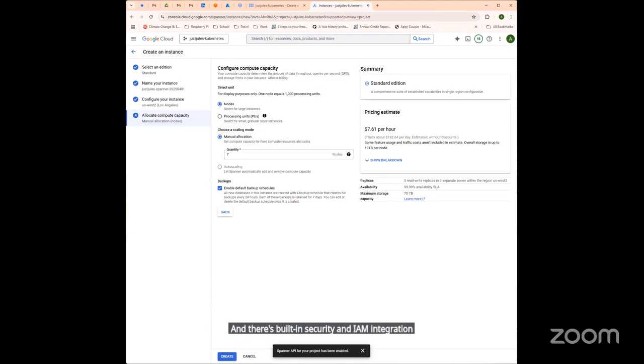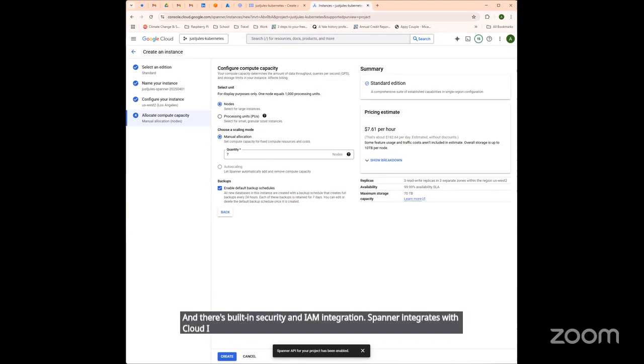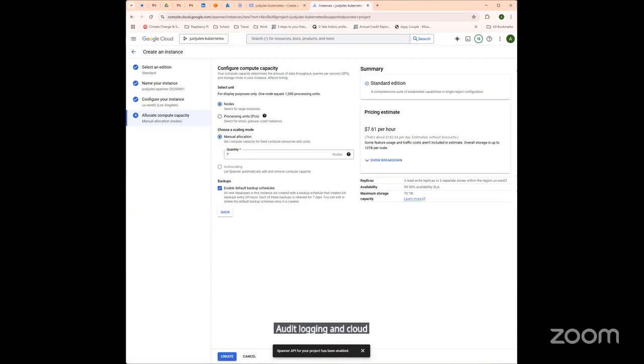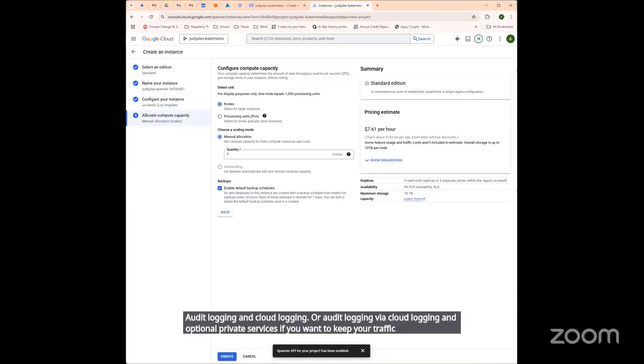Spanner integrates with Cloud IAM for fine-grained access control, customer-managed encryption keys, audit logging via Cloud Logging, and optional private services if you want to keep your traffic off the public internet. It also supports identity federation so you can control access with existing identity providers like Okta or Active Directory.